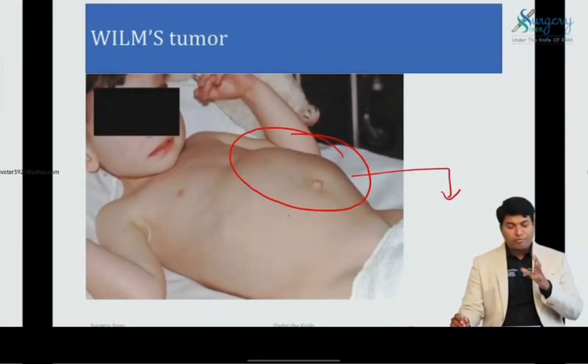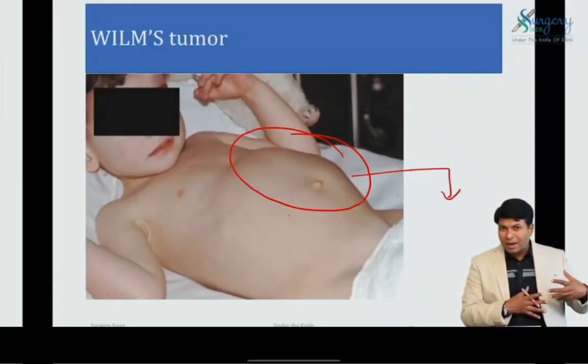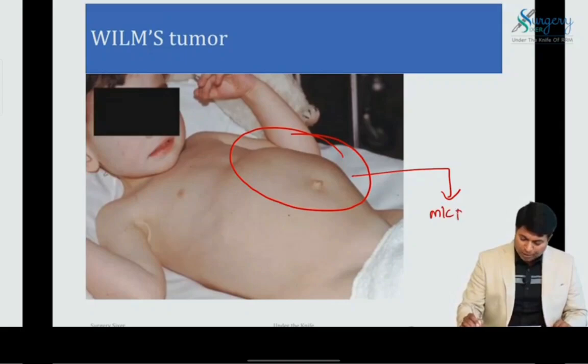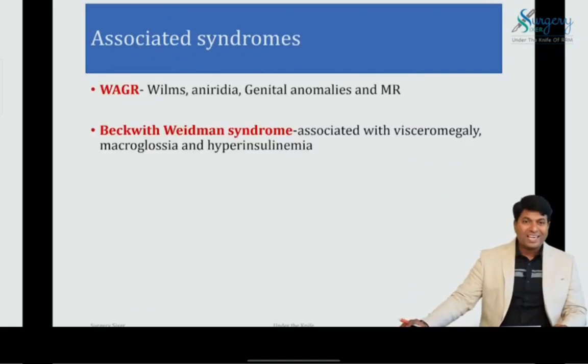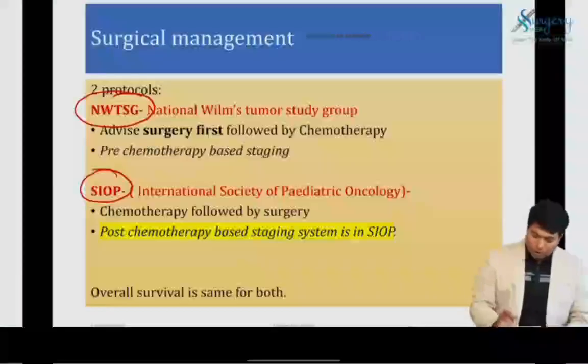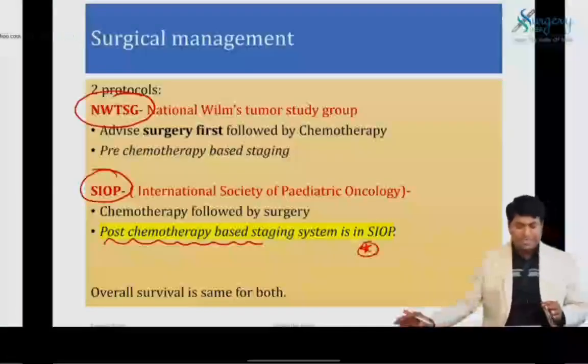The most common presentation of Wilms tumor is the mother noting a lump in the baby's abdomen. On bathing the baby, the mother notices a huge lump and brings the baby to hospital. That is the most common presentation of Wilms tumor. WAGR syndrome and Beckwith-Wiedemann syndrome are the two syndromes, and don't forget the NWTSG group and SIOP protocol. SIOP protocol is post chemotherapy based staging. Asked in exam.